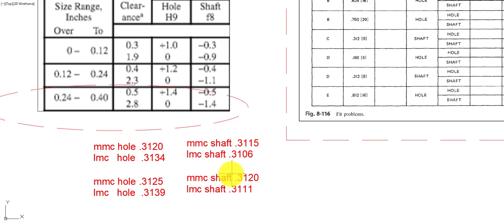What's the difference between the maximum material condition size of the shaft and the hole? 5/10. 5/10 is right there. What's the difference between the least material condition size of the shaft and the least material condition size of the hole? 2.8. 2.8 thousandths of an inch. Same numbers we have right here. So again, it's like an equation. You can do anything you want to those numbers as long as you do the same thing to all four, and you'll have the same relationship between the shaft and the hole.